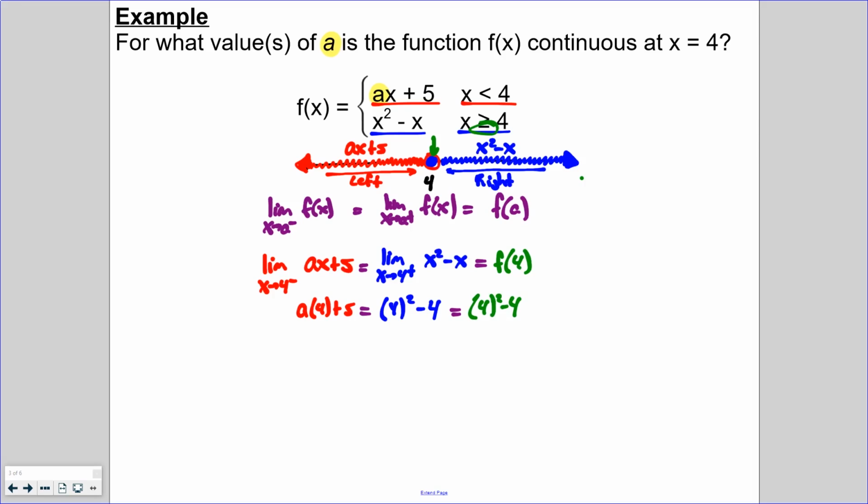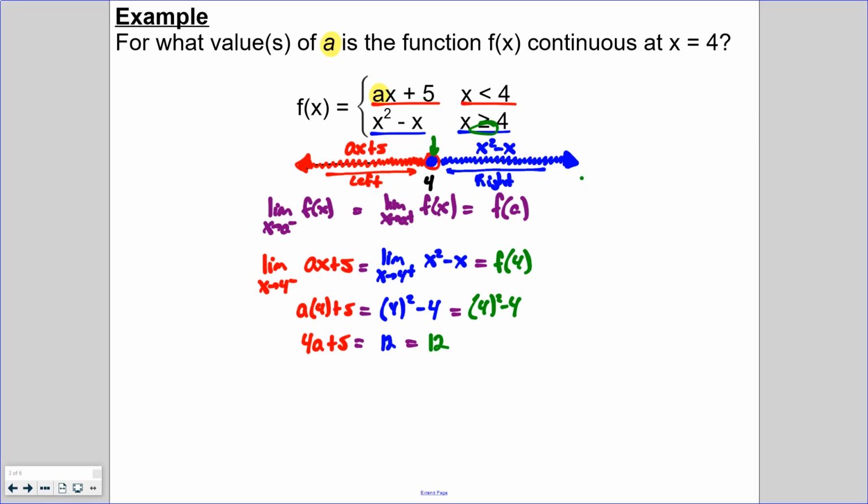Alright, simplifying this some more. Let's see, we are going to get 4a plus 5 is equal to 4 squared is 16 minus 4 is 12. And then for the final piece, 4 squared is 16 minus 4 is 12.